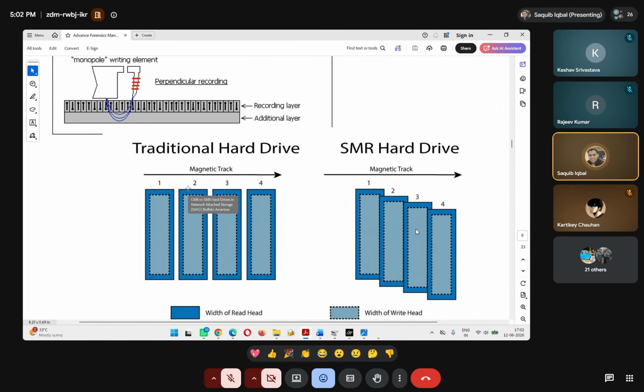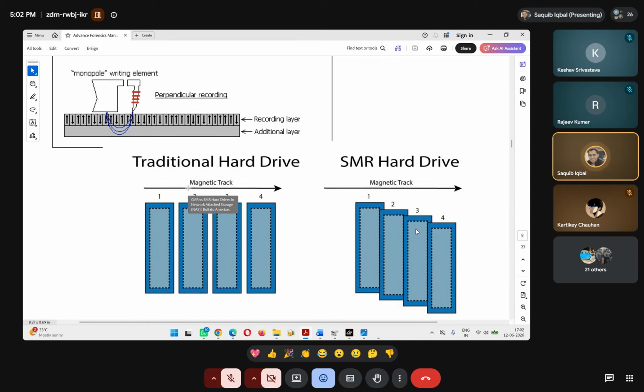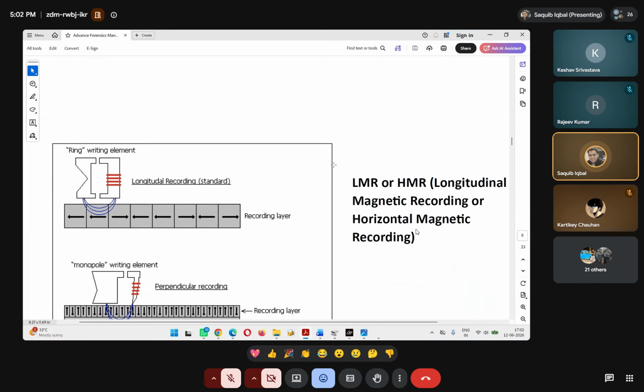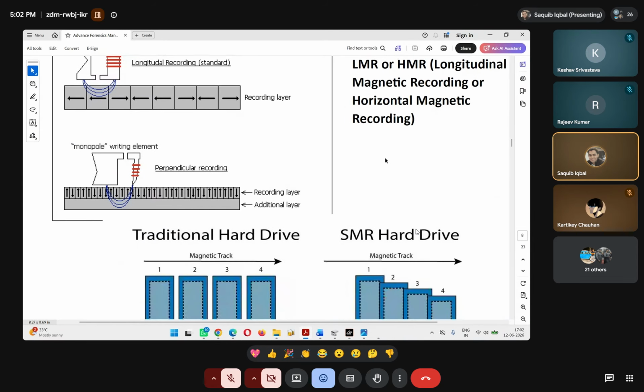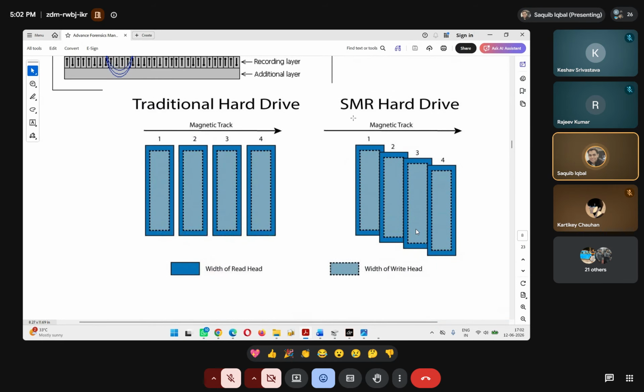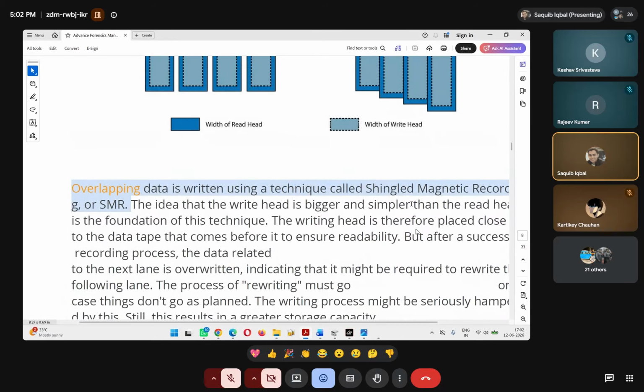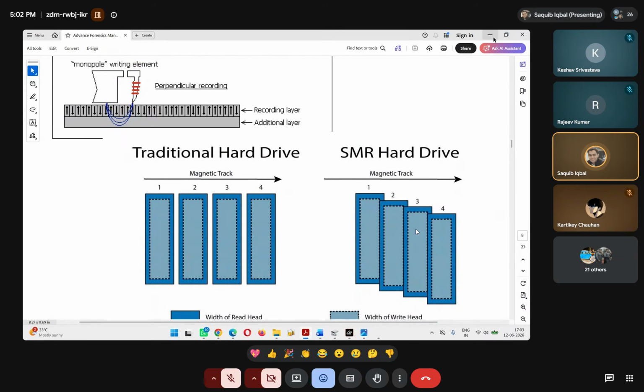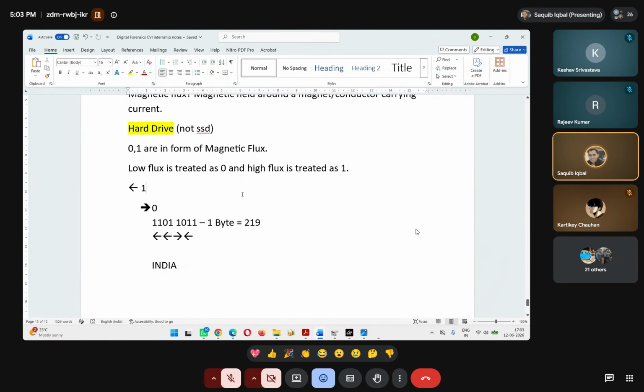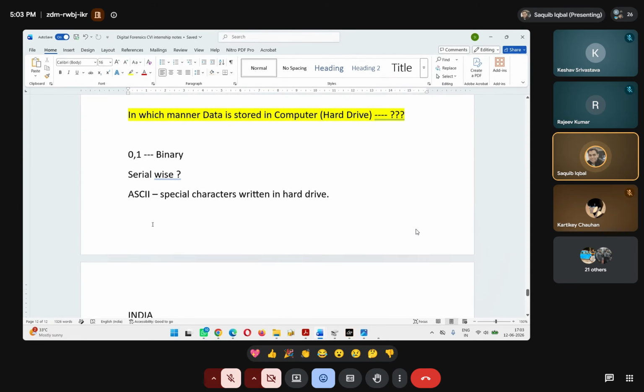So nowadays, in today's commercial market, we have a special kind of hard drive. Before we had HMR, then we had PMR, perpendicular magnetic recording. Now we have SMR hard drives, in which the magnetic flux is overlapped with each other in order to increase the efficient space. We will discuss this later on. But for today, the topic which we have discussed is very critical.